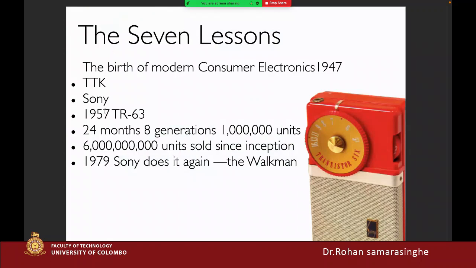So in this case, the birth of modern consumer electronics in 1947, and Sony 57, 24 months, 8 generations, 1 million units, and 6 million units sold since inception. In 1979 Sony did it again, and that was the birth of the Walkman, the first of this one, then the Walkman.